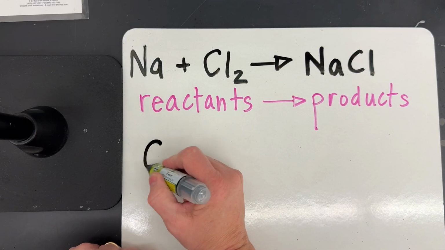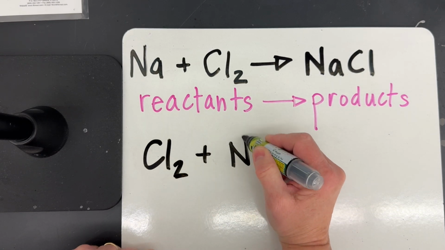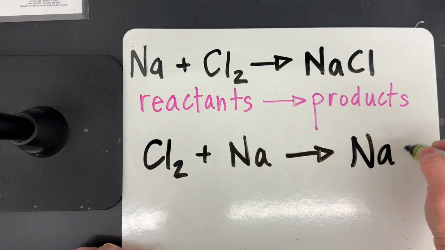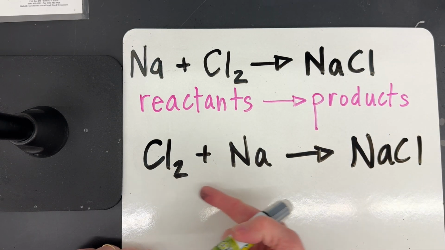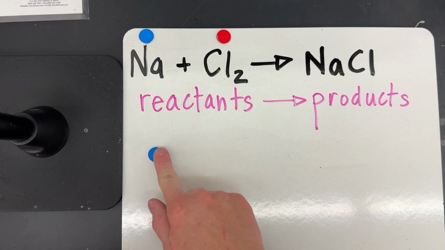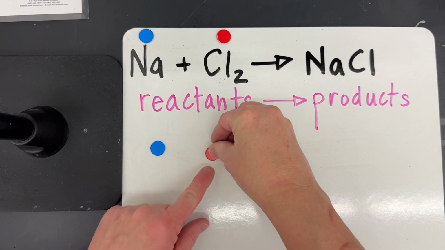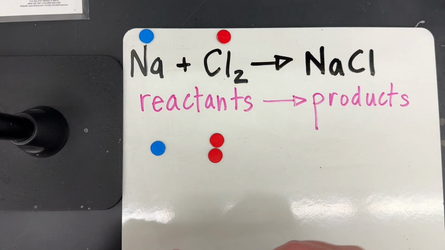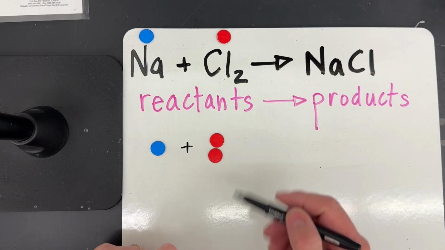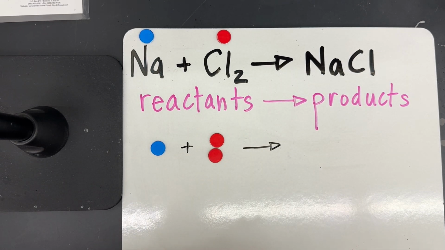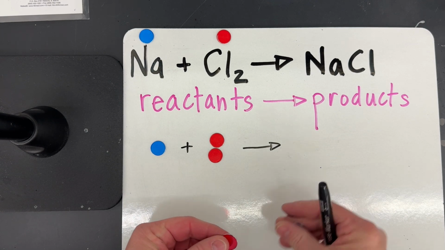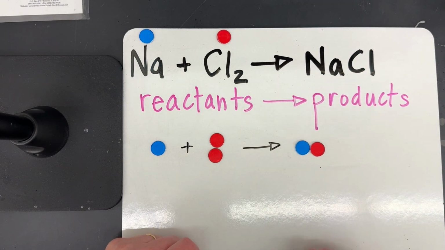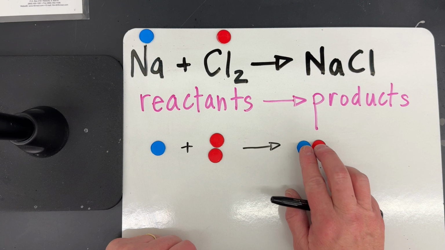Now, just so you are clear, it does not matter in which order you write the reactants and products. So this is still the same thing as this. It doesn't matter which one of these comes first. There's a sodium atom, and here is a chlorine diatomic molecule. So when we put these two things together, we're going to end up with sodium chloride, and we know that's just one of each because sodium is +1, chlorine's -1, that equals 0, so this is sodium chloride.